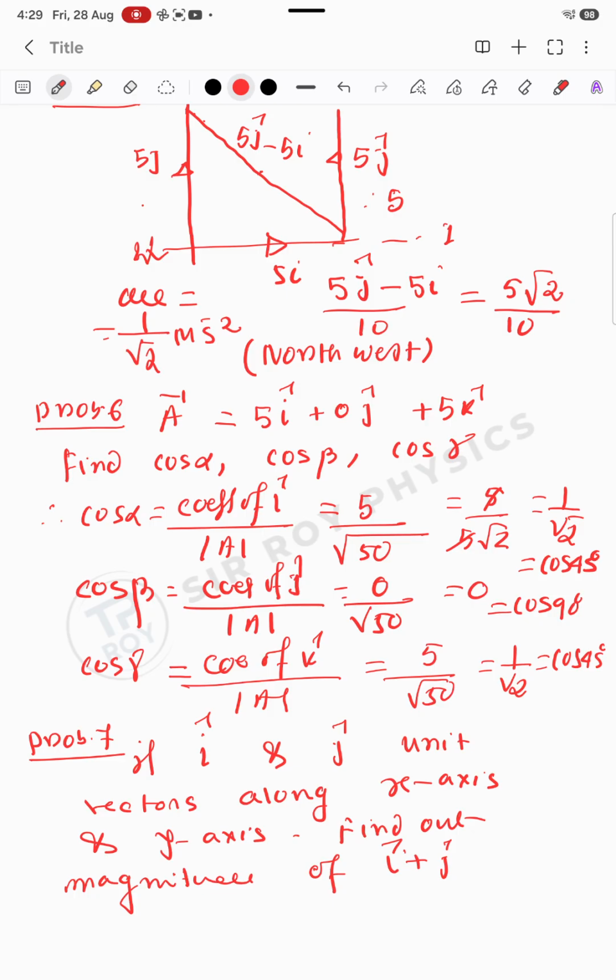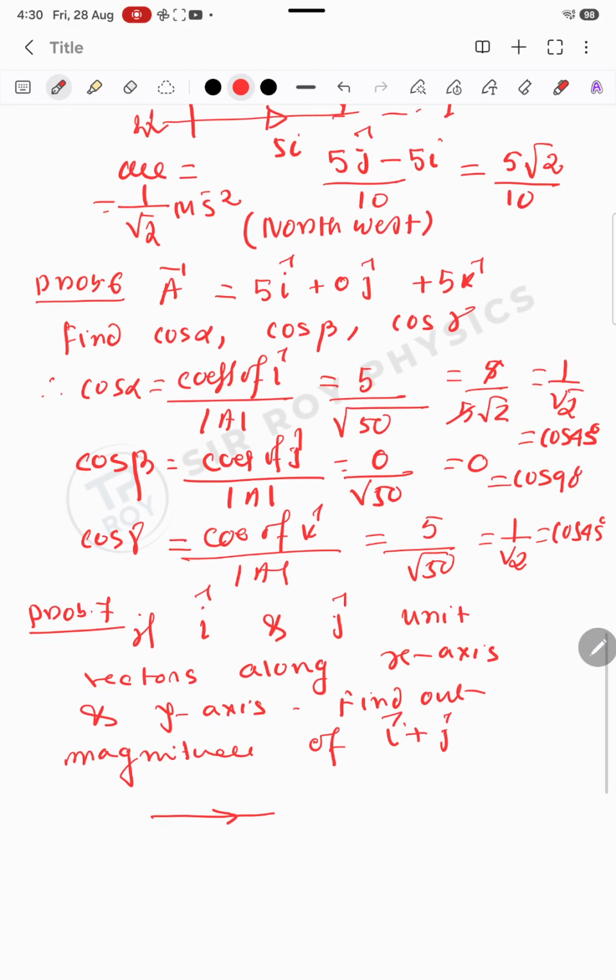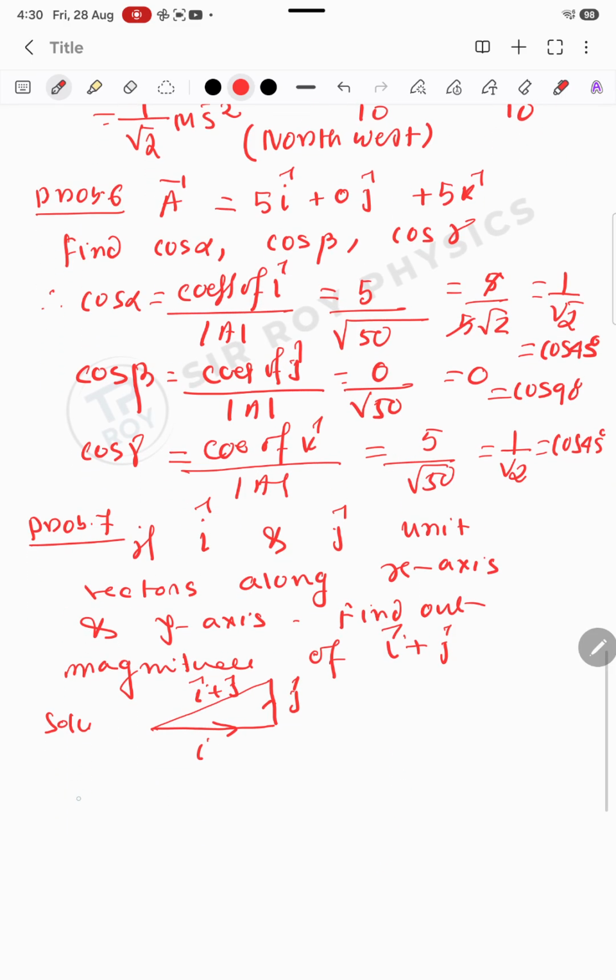What is the angle? It is the i. Solution you check. i, that is j. This is i plus j. Triangle law you have to follow. Triangle law already I have understood.